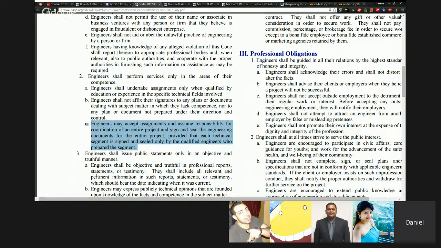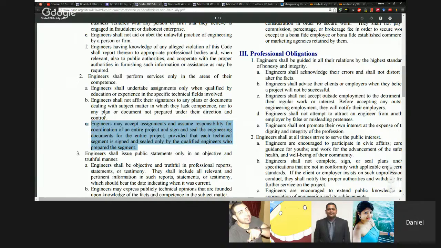Your obligation isn't just to the public, and not just to the profession in the abstract, its reputation and so on. But you also have an obligation to work with your fellow engineers in particular ways specified by this code.